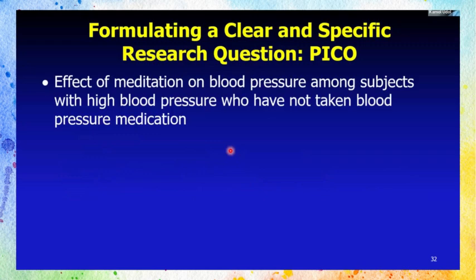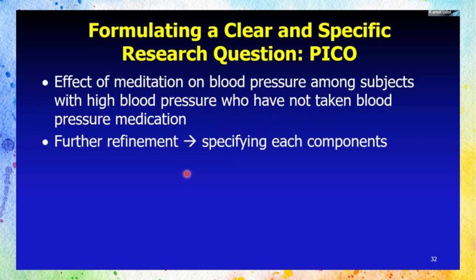So now it's more clear, you have the idea about the population that you are interested in: people with high blood pressure who have not taken blood pressure medication. You have a clearer idea about the effect. You want to know the effect of meditation on blood pressure. But still, it's not very clear. For example, you are still not clear about meditation. What kind of meditation?